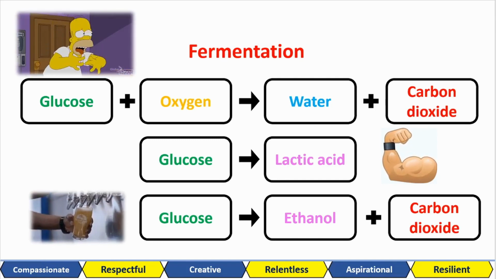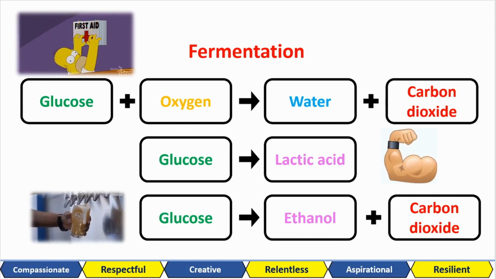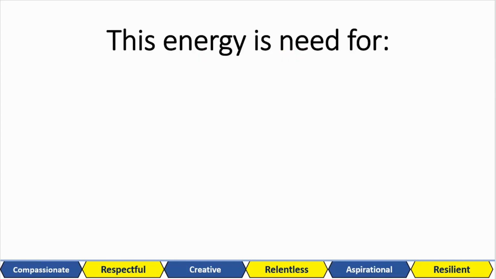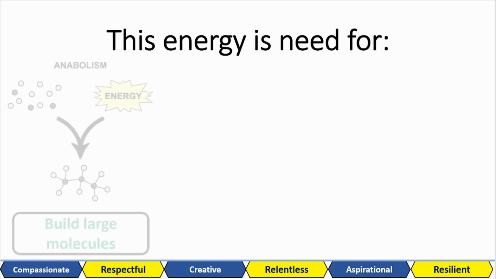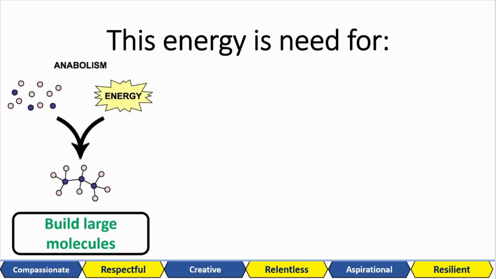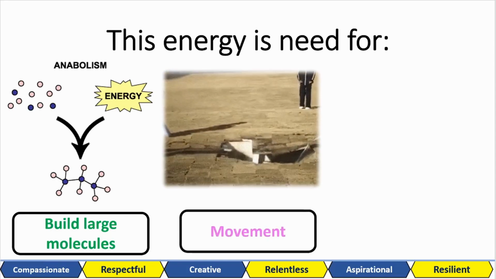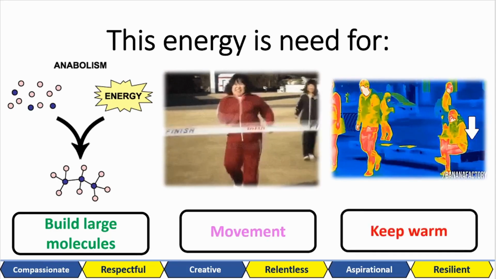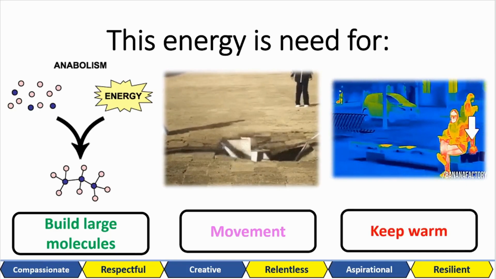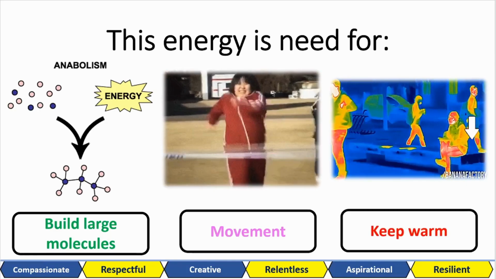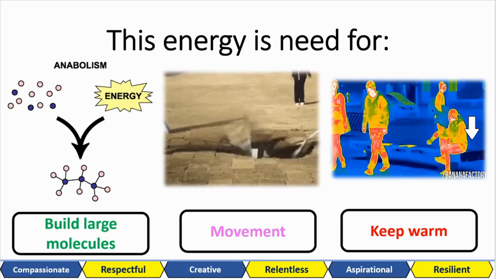This is used to make bread because the carbon dioxide produced is used to make air pockets in that fluffy dough. This energy is needed to build large molecules. It's also used for movement, and finally is used to keep us warm. Before we move on to the effects of exercise on respiration, let's look at what metabolism actually is.